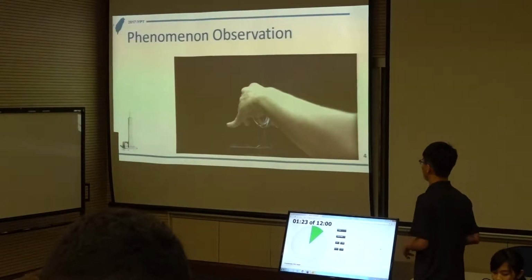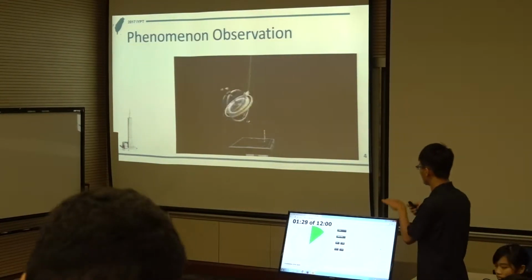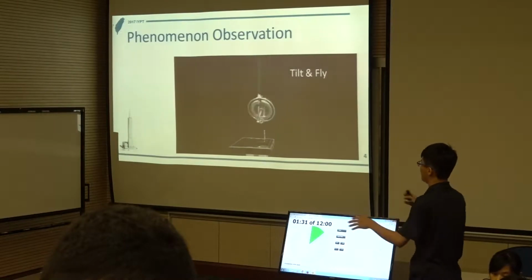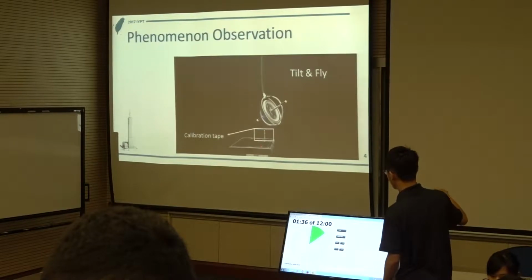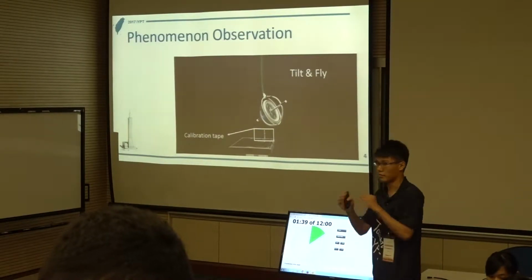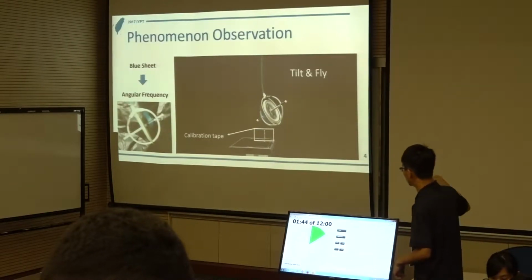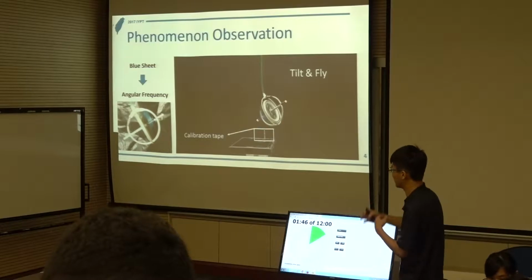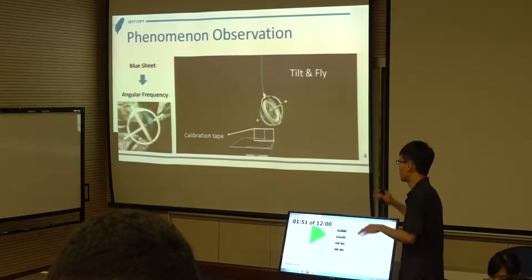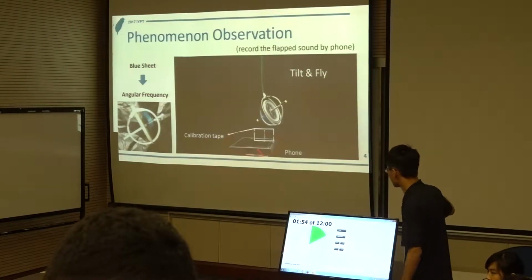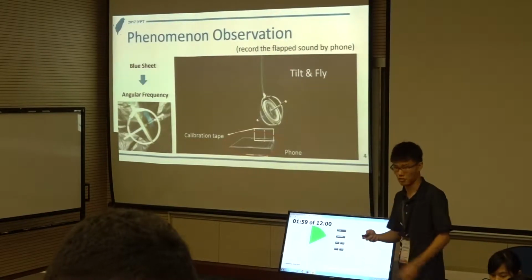And this is the phenomenon observation. As you can see, there is a gyroscope with a torsional thread, and it will tilt and fly to a large angle and then reverse. Here we have a calibration tab in order to calibrate the angle of view to capture the video. There is a blue sheet with which we can record the angular frequency, and it causes a little damping like air drag, so that we can get a sound from the phone to get the actual angular frequency of our gyroscope.